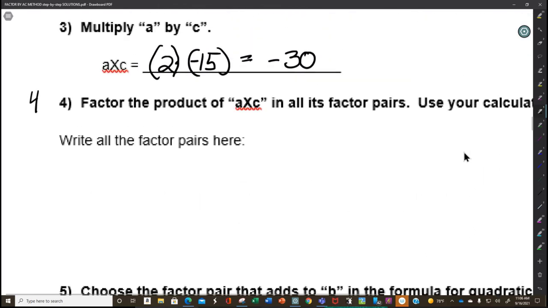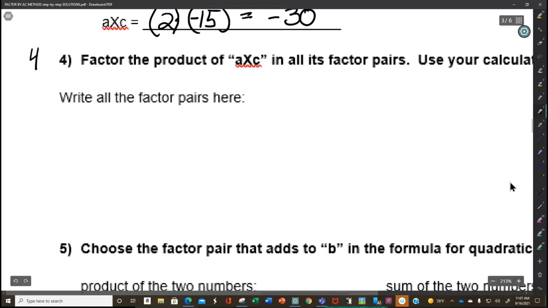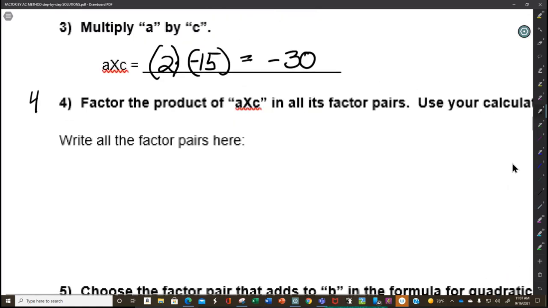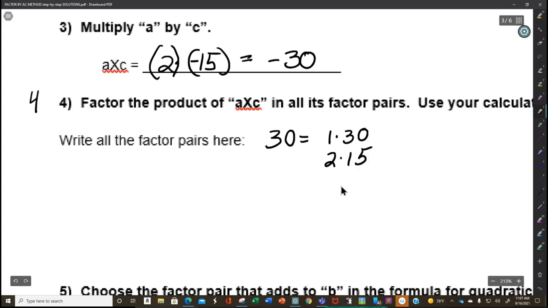Now, here's my trick that I just used for me. Feel free to use it or not. I ignore the negative sign on the 30, and the first thing I do is just write the factors of 30. 1 times 30, 2 times 15, 3 times 10, 4 won't go into it, but 5 times 6, and then it switches around: 6 times 5, 10 times 3, and so on.